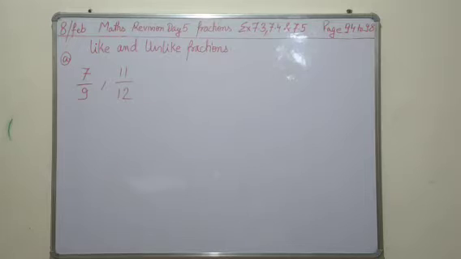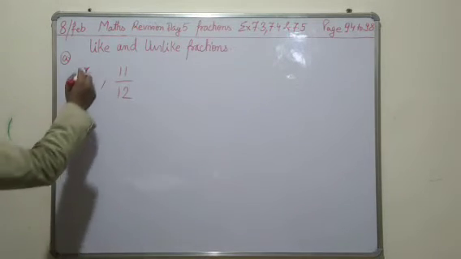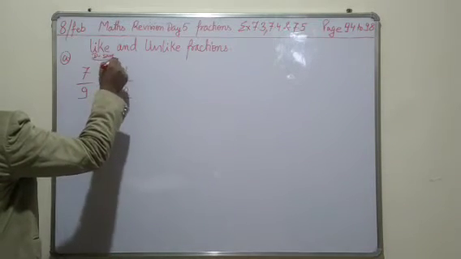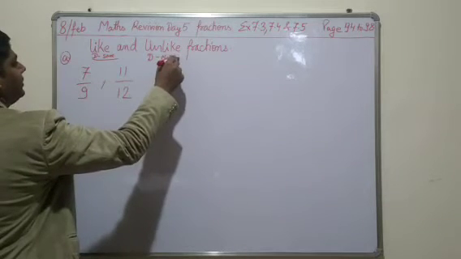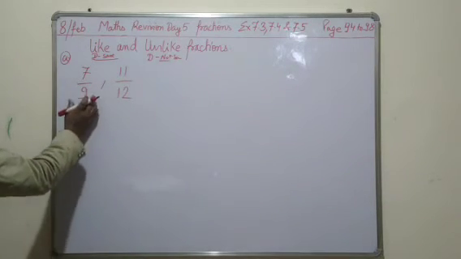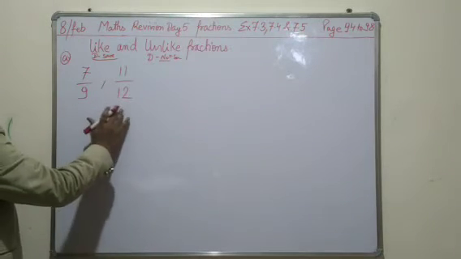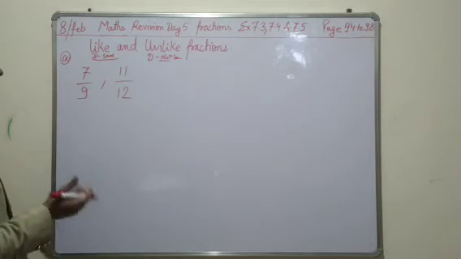So here we have like and unlike fraction. Like fractions are those fractions in which the denominators are same. Denominators same, then you will write it as a like, and denominators are not same, then it is unlike fraction. So here we have 9 and 12 as a denominator which are not same. That's why these two fractions are the unlike fractions. Let's see how will we make them into the like fractions.